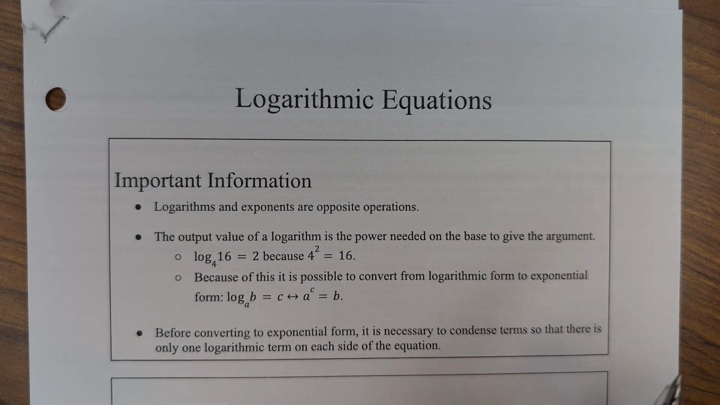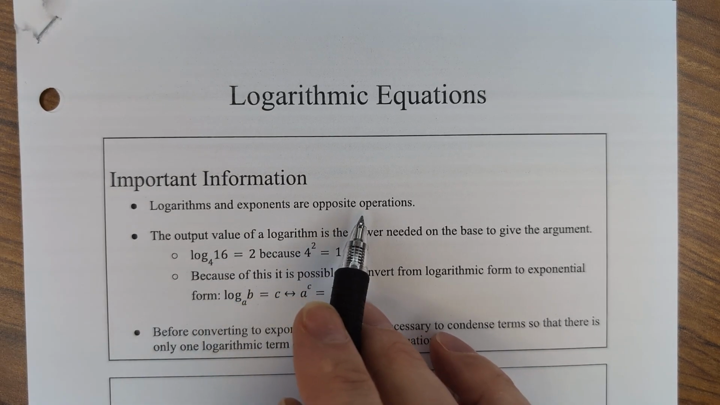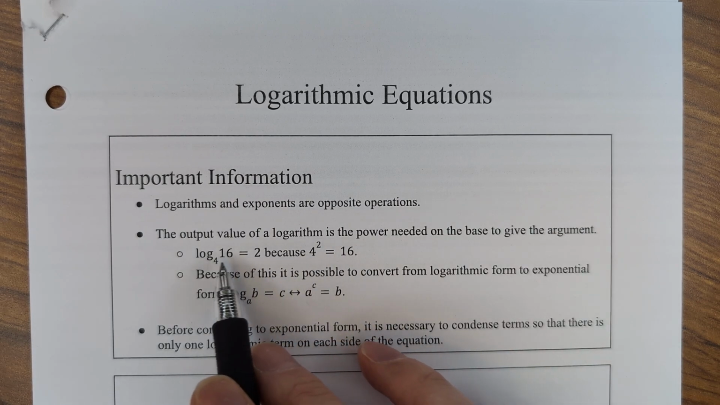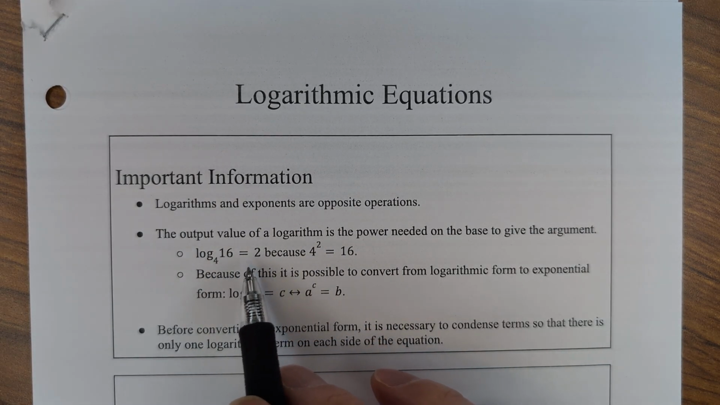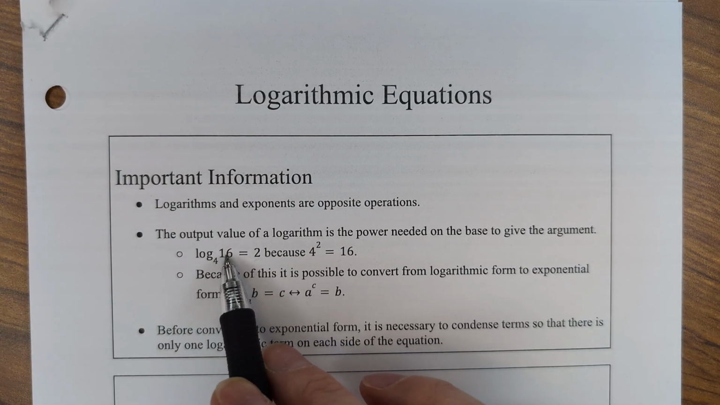Okay, here are the notes for logarithmic equations. Logarithms and exponents are opposite operations. The output value of a logarithm is the power needed. So when you're talking about log of something, the answer, the number on the right-hand side, is the exponent used on the base to get the argument.